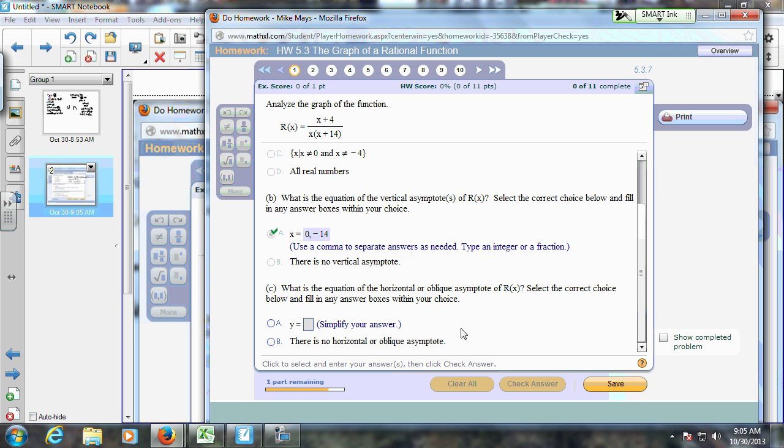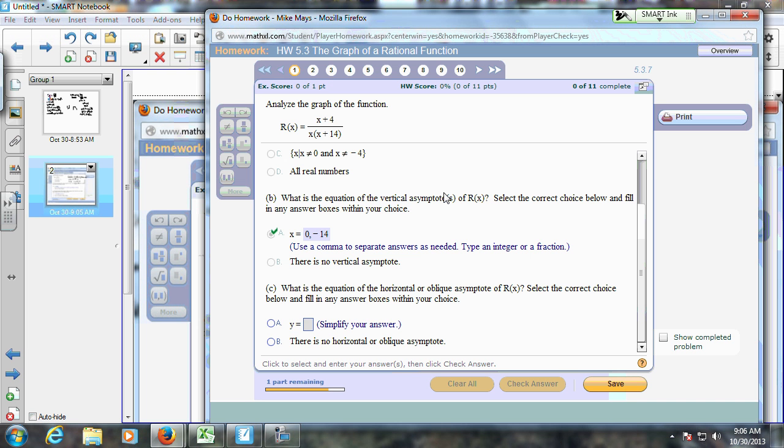What's the equation of the horizontal or oblique asymptote? Well, here's what I'm going to think about. There is a rule of thumb that you can use. When you've got a rational function, the top polynomial has a certain degree, the bottom polynomial has a certain degree, and if you look at the comparative sizes of those two degrees, it tells you about what the asymptotes are. That's measuring the end behavior of the function.